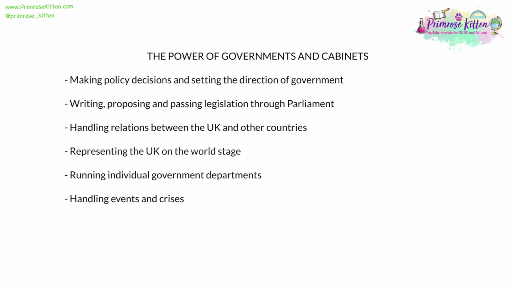Governments and cabinets have several powers. They make policy decisions and set the general direction of government. They write, propose, and attempt to pass legislation through Parliament. They handle relations between the United Kingdom and other countries, and they represent the United Kingdom on the world stage. They also run individual government departments and handle events and crises as they crop up.